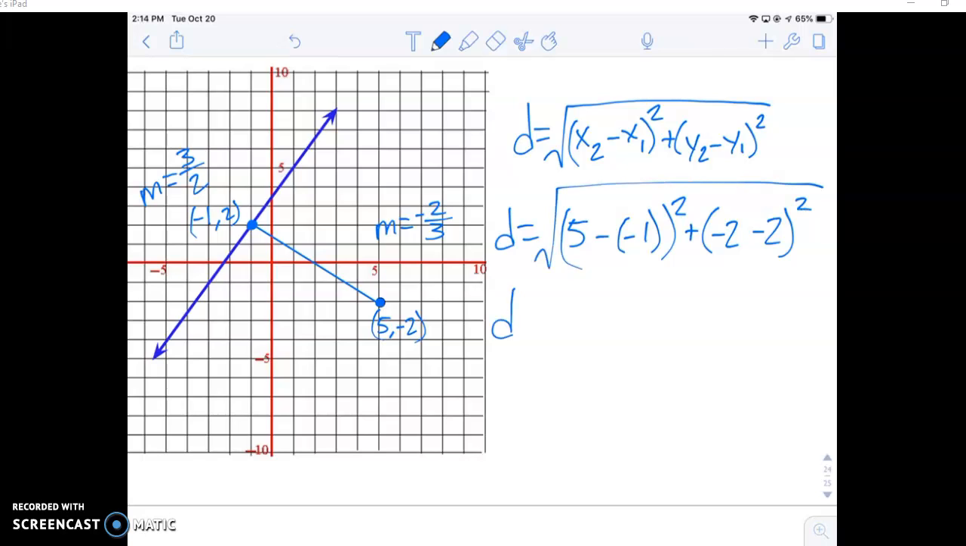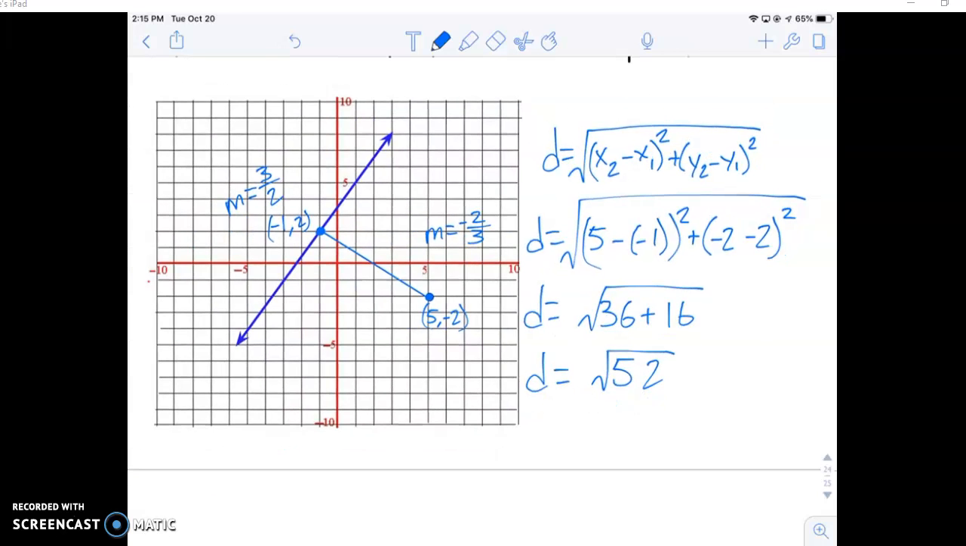So I'm finding the distance between those. So to simplify that, 5 minus -1 is 6. 6 squared will give us 36. -2 minus 2 is -4. -4 squared, remember, gives us a +16. We simplify that, and we get 52. Alright, and it's not a perfect square, so I'm going to leave my answer as a square root there. Alright, so that would give you the distance between those 2 points. That tells you the distance between the point and that line.